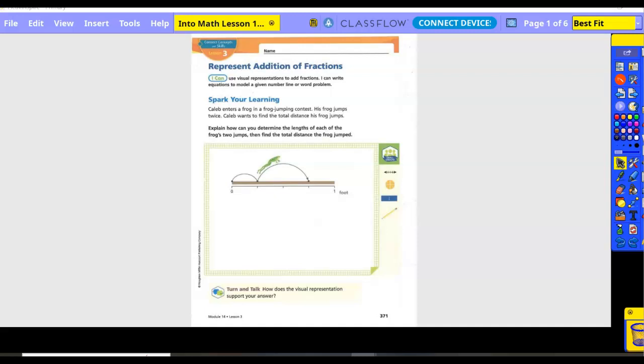Fourth grade math lesson 14.3, represent addition of fractions. I can use visual representations to add fractions. I can write equations to model a given number line or word problem.